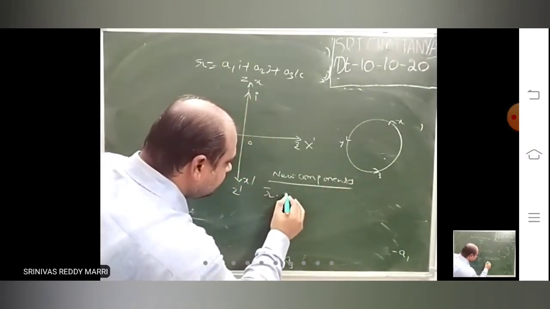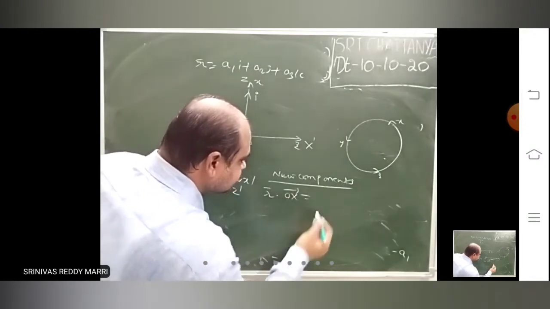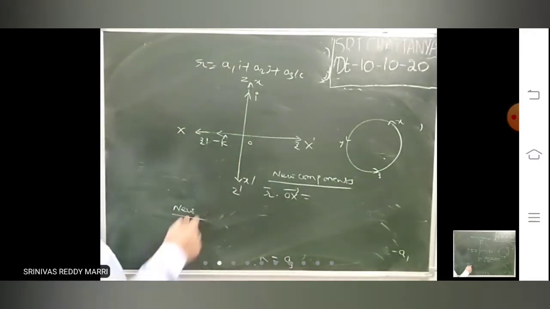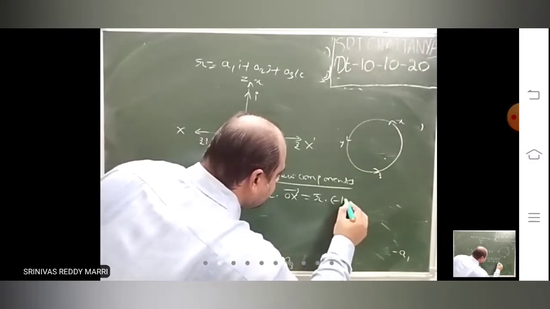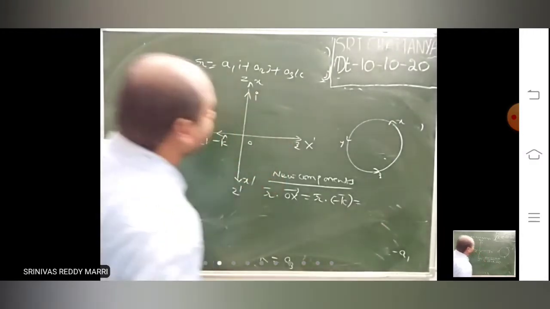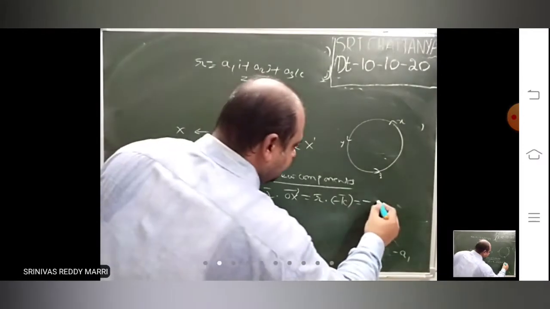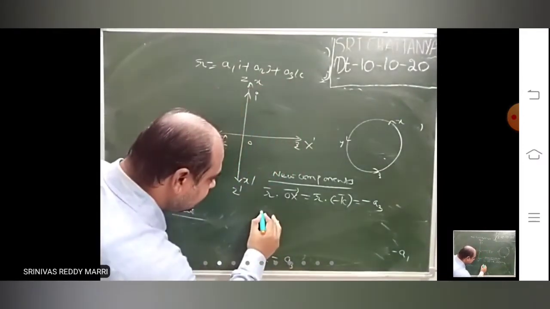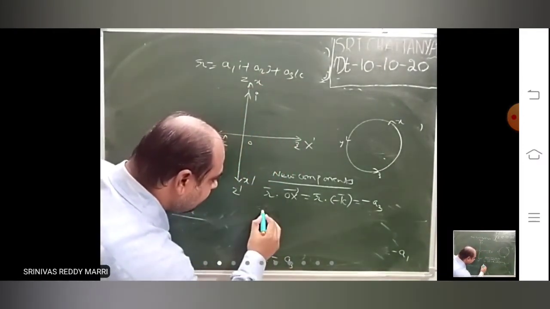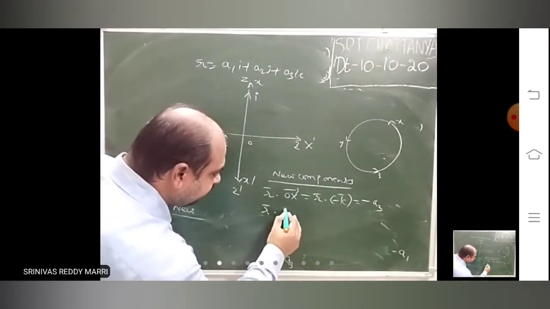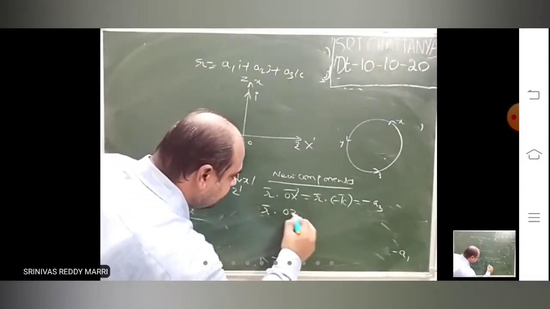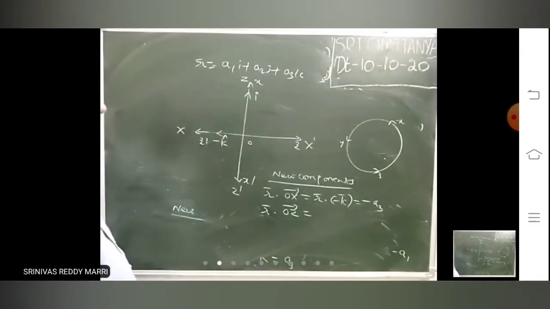r bar dot unit vector along OX bar. Unit vector along OX bar means minus K. R bar dot minus K bar. What is that? Minus K bar means minus A3. R bar dot, Y will be same only. Y will be same. Just Z. R bar dot OZ bar.